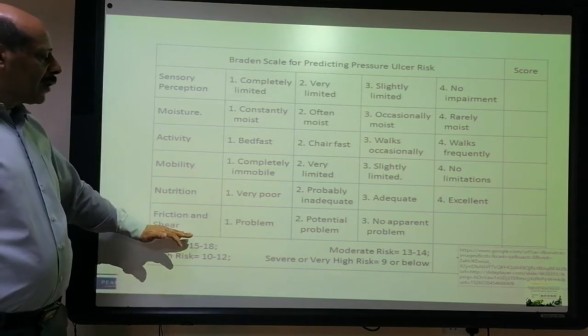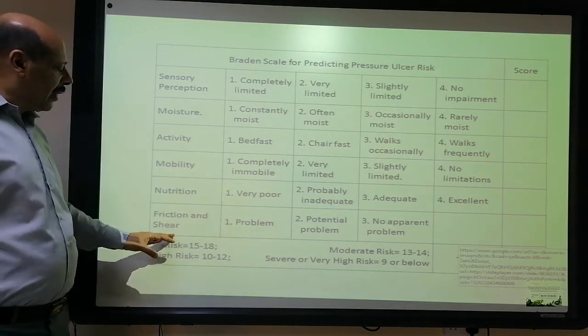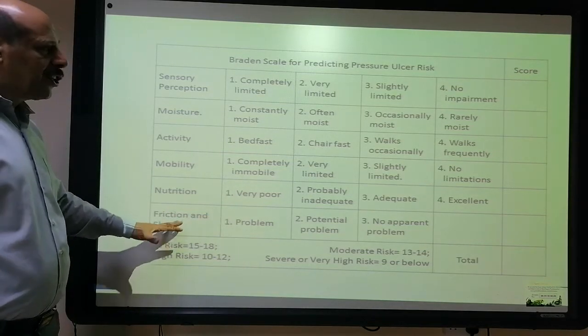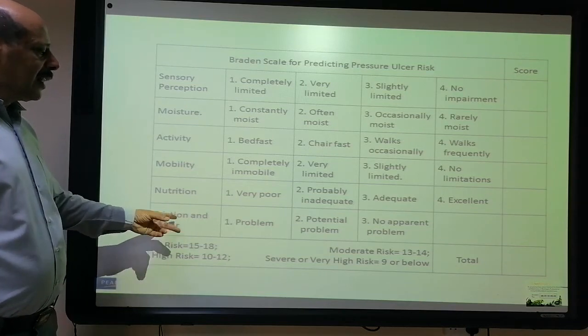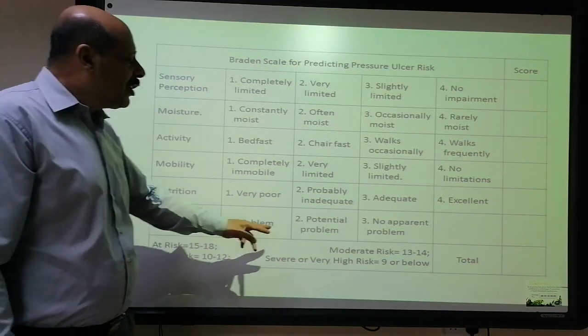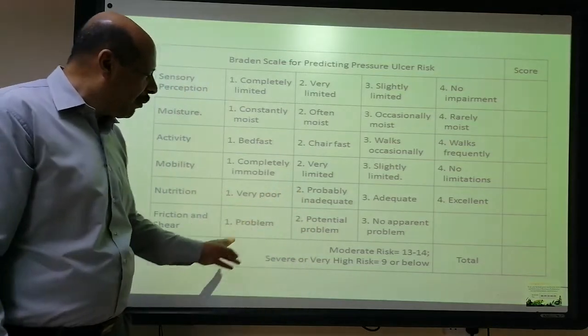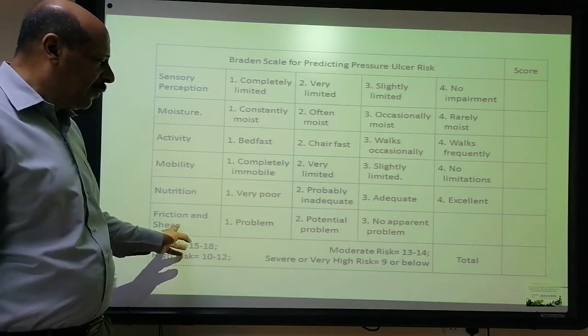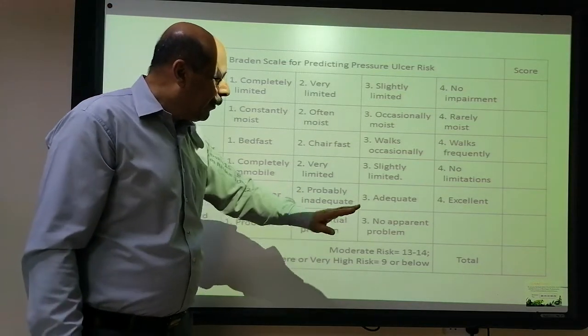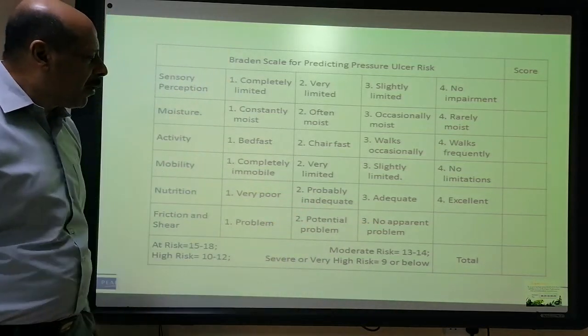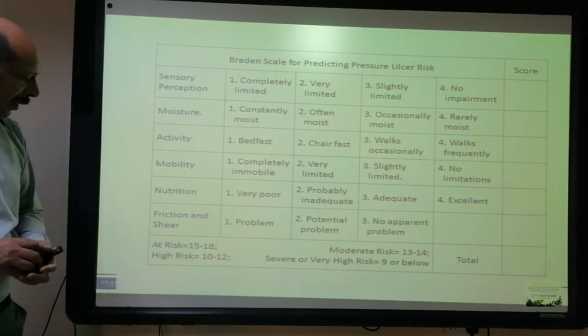Friction and shearing force: if there is a problem with friction and shearing force, in this case he will get 1. Potential problem, if it is a potential problem for friction and shearing force, he will get 2. If it is not apparent as a problem, he will get 3.